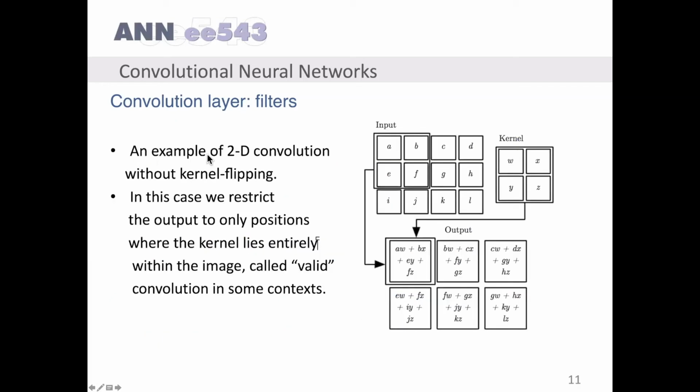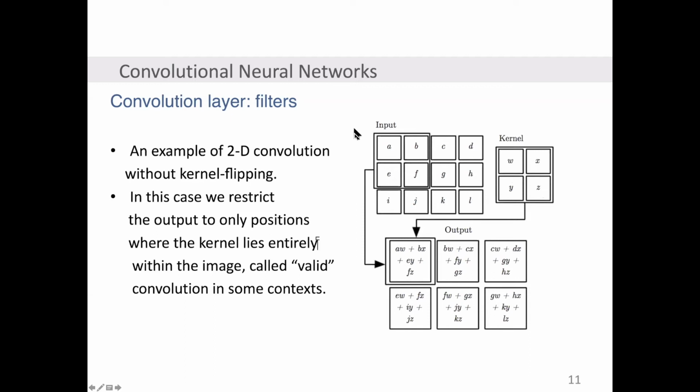An example of 2D convolution without kernel flipping is given here. Suppose that we have a two-dimensional input. For example, this may correspond to pixel values in an image. We have values A, B, C, D, E, F, etc. And here is the filter. It is also called a kernel. This is a 2x2 kernel, and we have values W, X, Y, and Z.